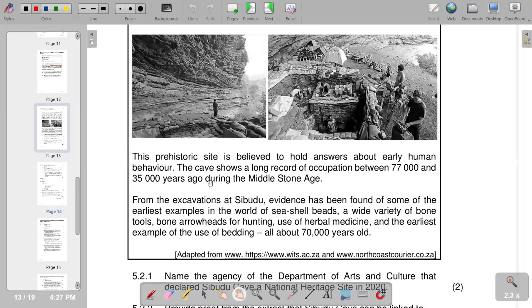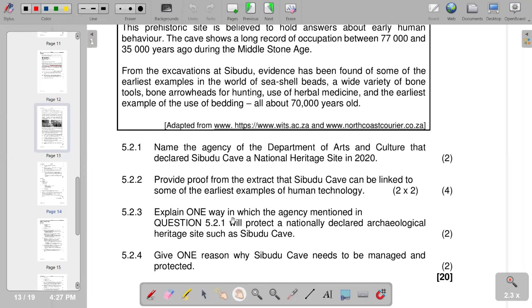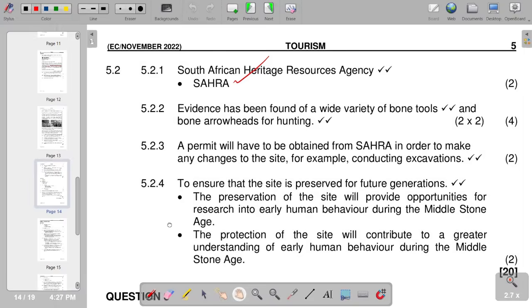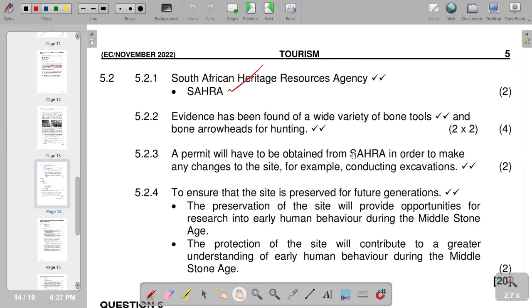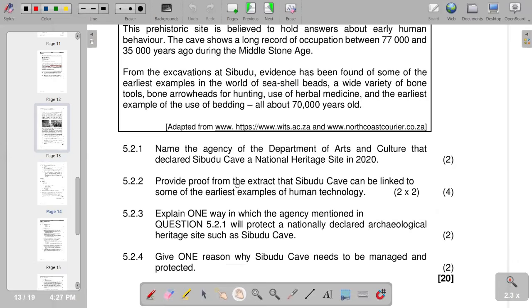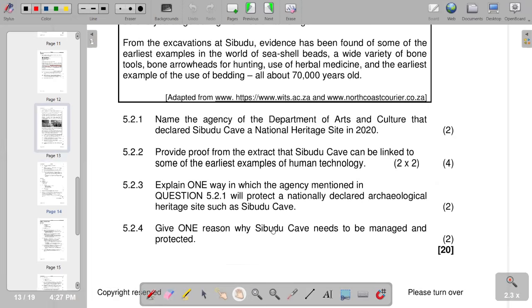On the next part, explain one way in which the agency mentioned in question 5.2.1 will protect a nationally declared archaeological heritage site such as Sibudu Cave. So in response to that, a permit will have to be obtained from the SAHRA in order to make any changes to the site, for example, conducting excavations.